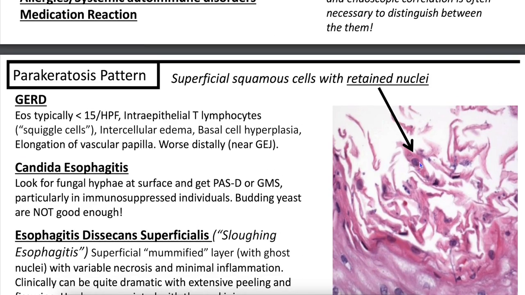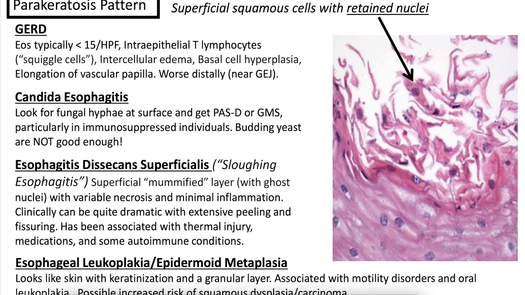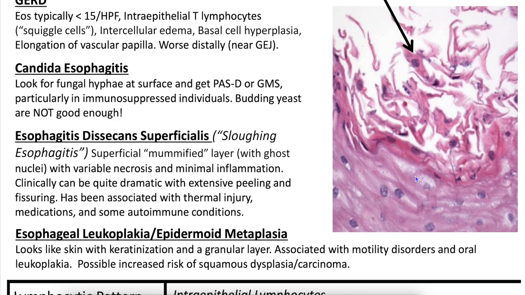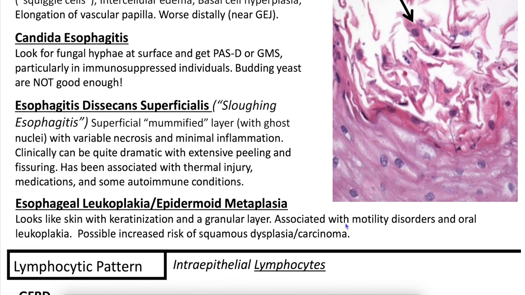Parakeratosis, you'll have your nuclei in the superficial squamous epithelium layer. GERD, Candida esophagitis, esophagitis dissecans superficialis. You'll have ghost nuclei with preserved basal nuclei, not that much inflammation. You can see clumps of bacteria. Epidermoid metaplasia, keratinization with a granular layer, possible increased risk of squamous cell carcinoma.